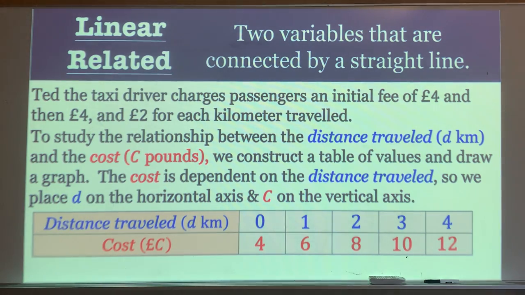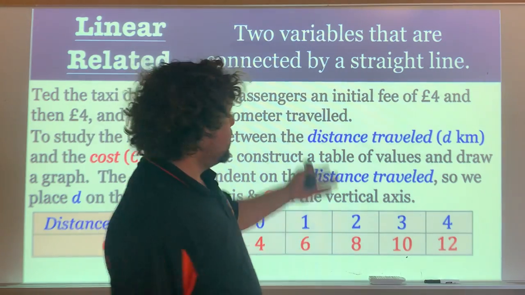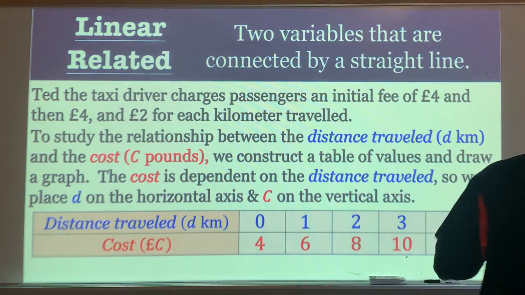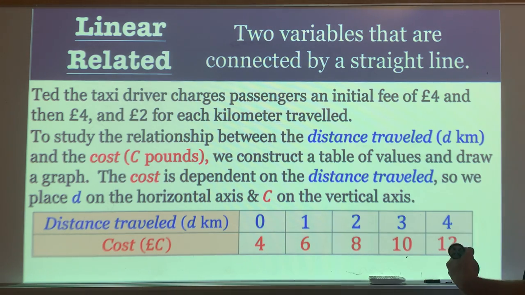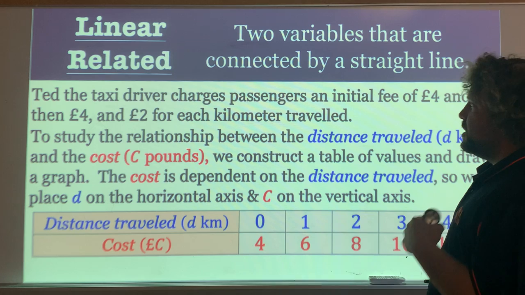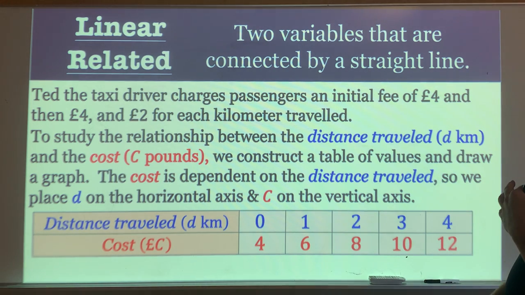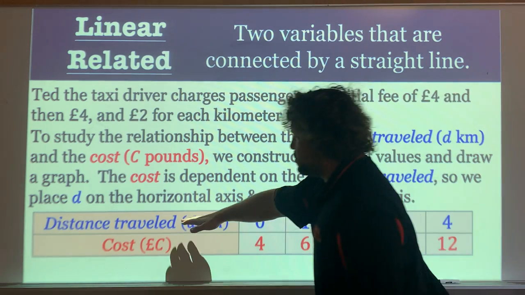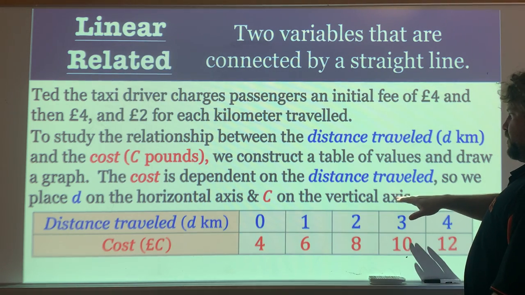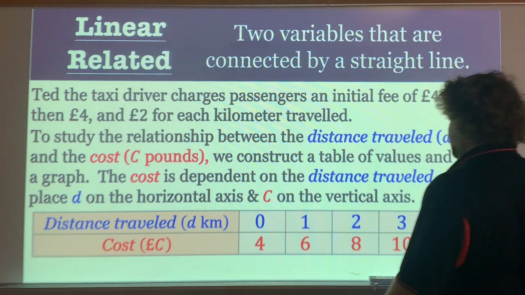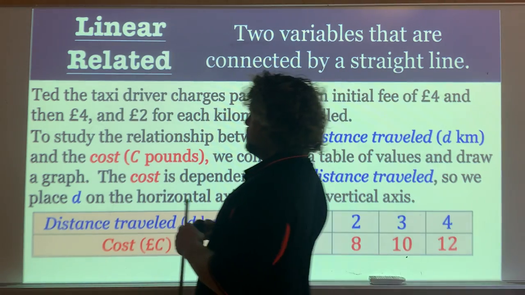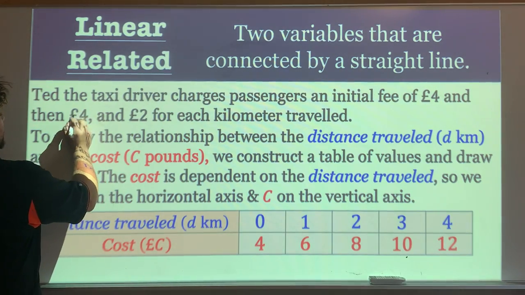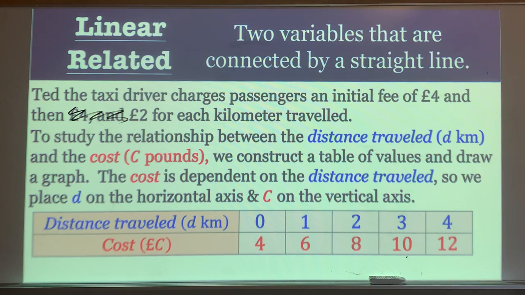Ted the taxi driver, or now we can say Ted the Uber driver, charges passengers an initial fee of £4, and then £2 for each extra kilometer traveled. To study the relationship between the distance traveled and the cost, we construct a table of values and draw a graph. The cost is dependent on the distance traveled, so we place D, the distance traveled, on the horizontal axis, and then we place C, our cost in pounds, on the vertical.